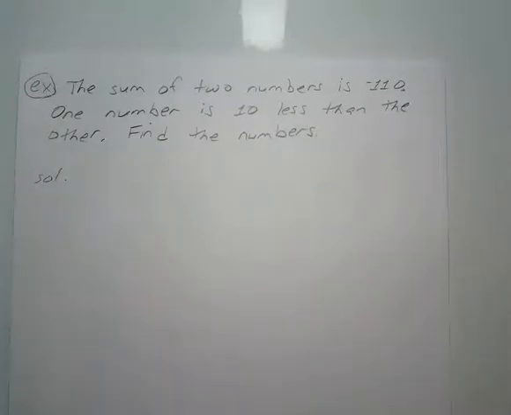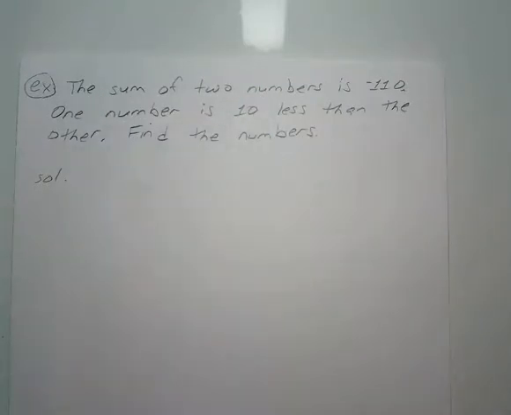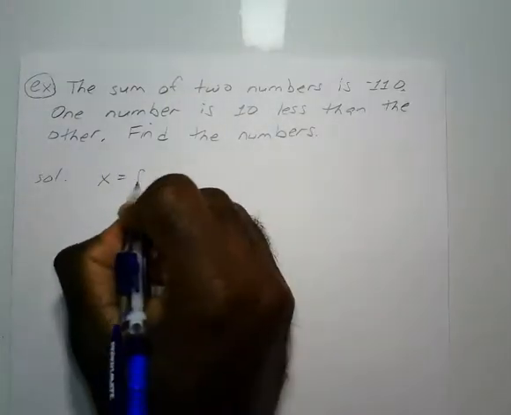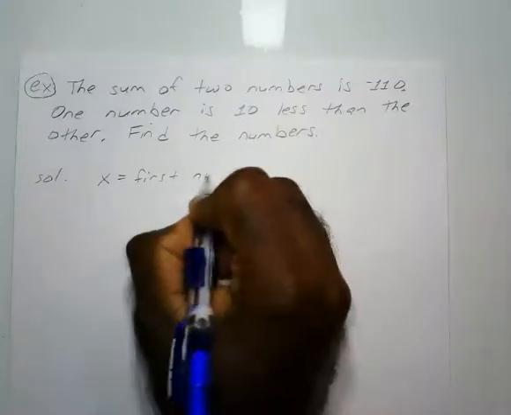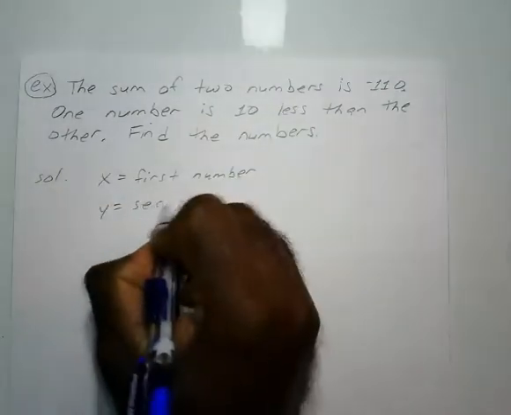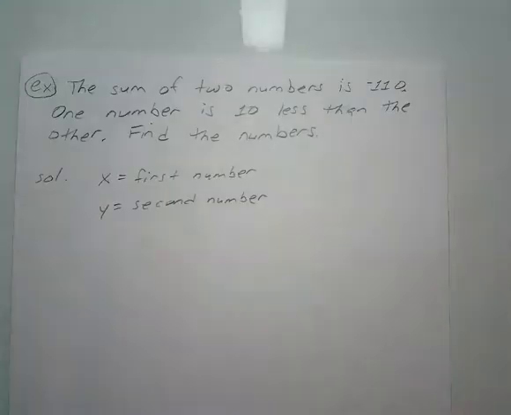Remember, the first thing we want to do is define variables for our unknowns. We have two numbers, and both are unknown. So we'll let X equal our first number and Y equal our second number. We just assigned a variable. You could have picked X and Y, R and S, it doesn't matter at all.